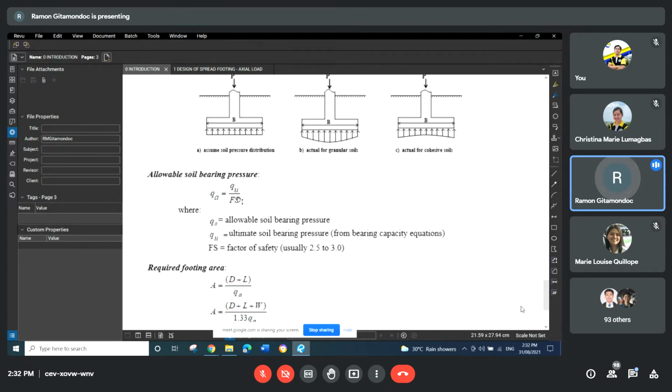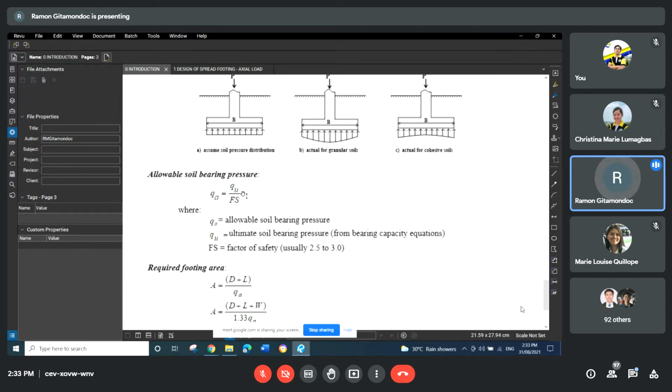Now, the allowable soil bearing pressure is simply obtained by dividing the ultimate soil bearing pressure, which is computed using the soil bearing capacity formulas, for example Terzaghi's equation, which you have already discussed in the subject on geotechnical engineering. So you have your qu, the ultimate soil bearing pressure, then you divide that by a factor of safety. You will get the allowable soil bearing capacity.